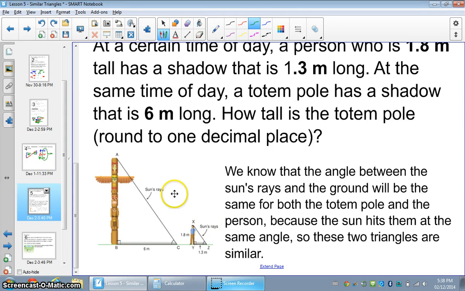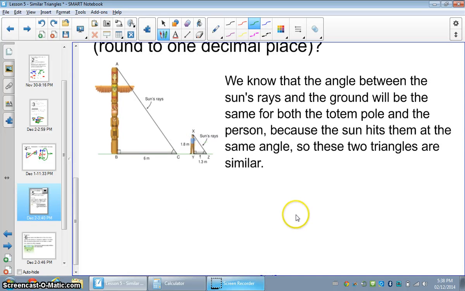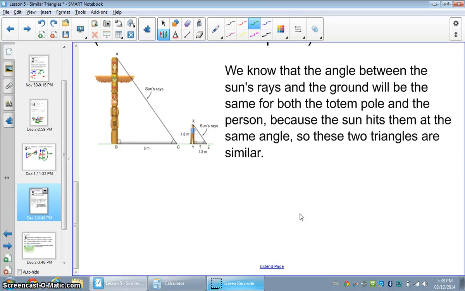Well, the first thing we need to notice is that the angle between the sun's rays and the ground, here and here, will be the same for both the totem pole and the person, because the sun is shining down on them at the exact same angle, right? The sun is so far away that it gives the same angle here and here, so these two triangles are similar. Again, we don't know which one's the diagram and which one's the original, so like I said, pick the bigger numbers to be on top of your fraction. So the totem pole will be on top, the person will be on the bottom.